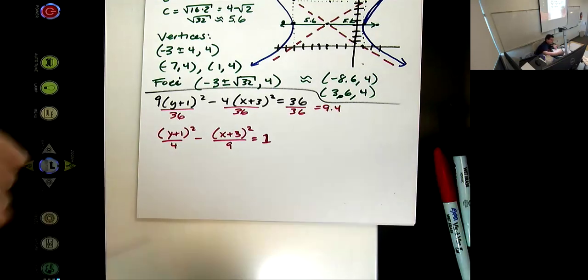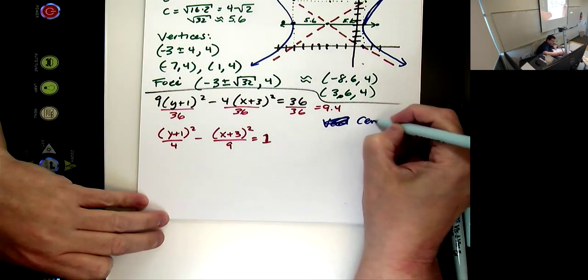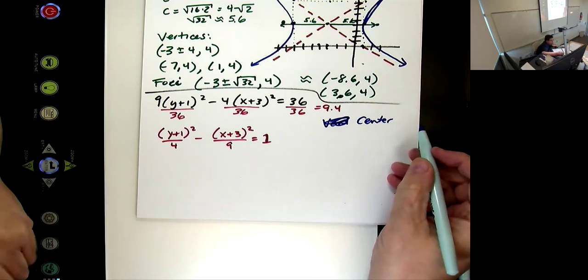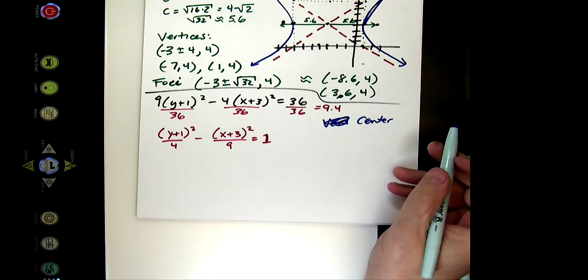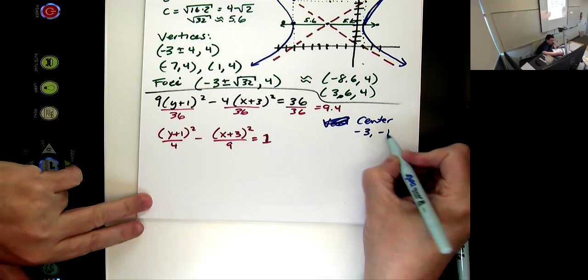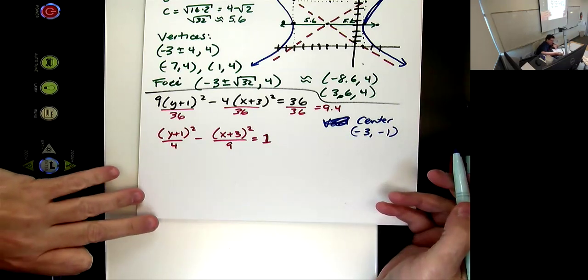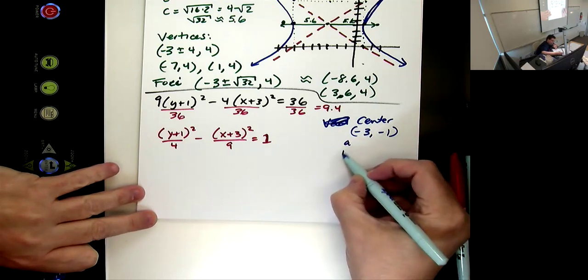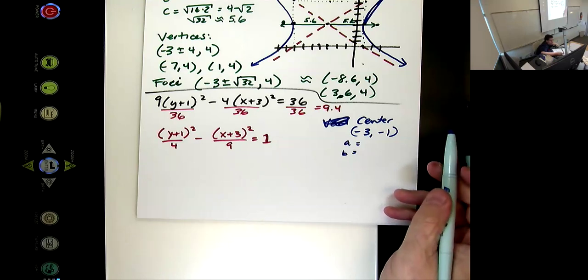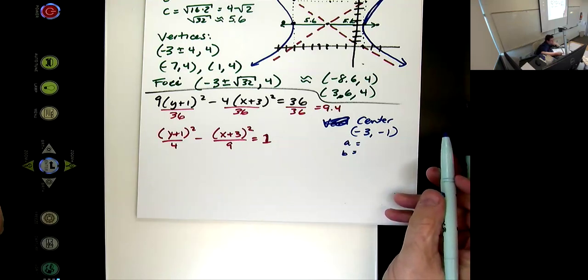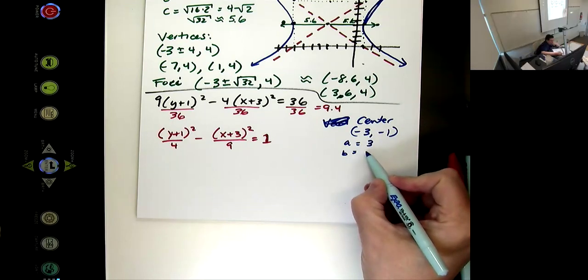It's the vertex. Not vertex, center. So -1, -3. No, oh shoot, -3, -1. Remember, we always do the x one first. What's my A and my B? 2 and 3. A is 3, B is 2. Yeah, A always goes with x.